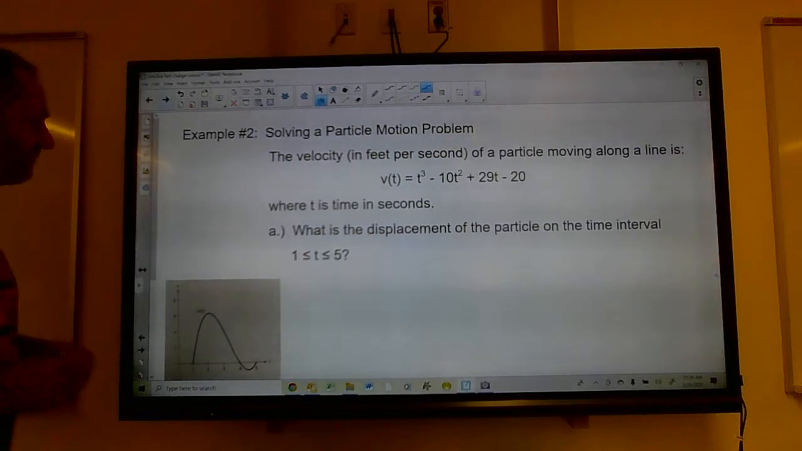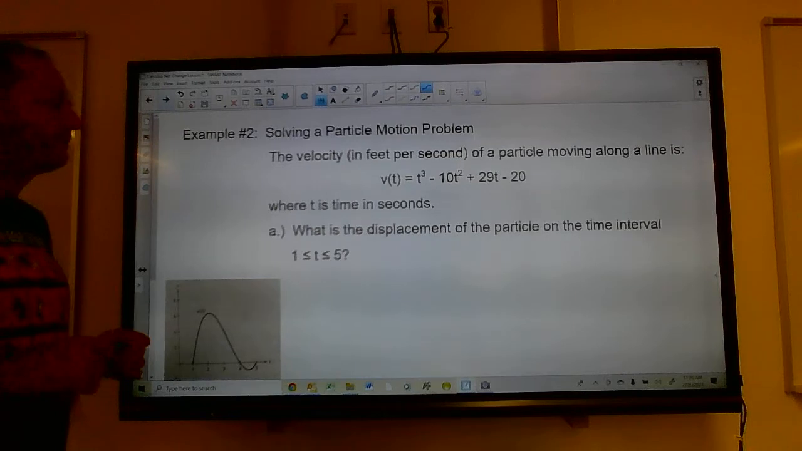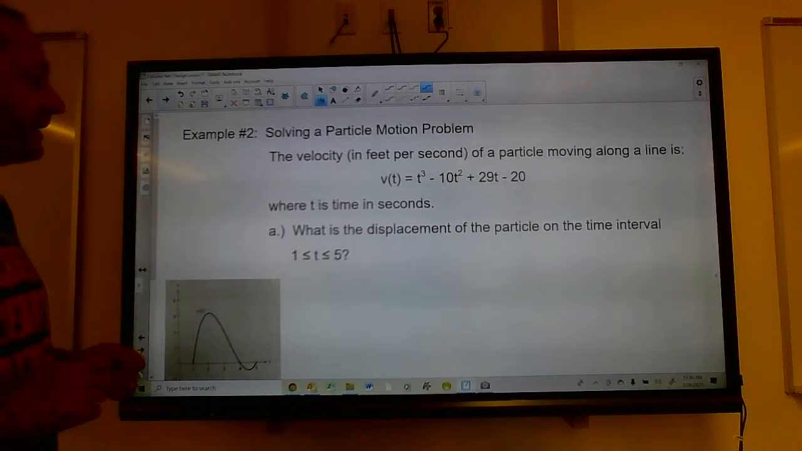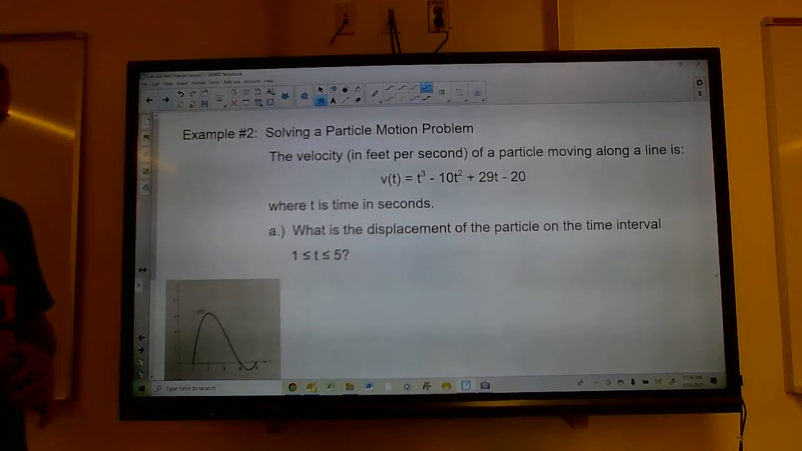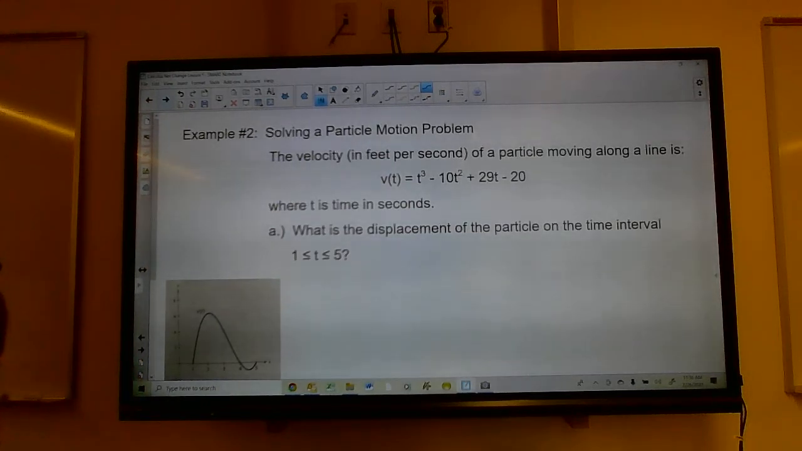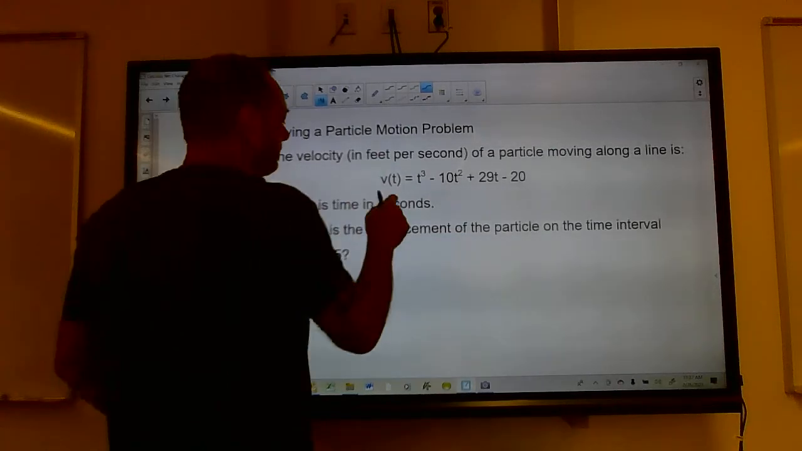Okay, so here we have solving a particle motion problem. The velocity in feet per second of a particle moving along a line is v of t equals t cubed minus 10t squared plus 29t minus 20, where t is the time in seconds. What is the displacement of the particle on the time interval 1 is less than or equal to t is less than or equal to 5?